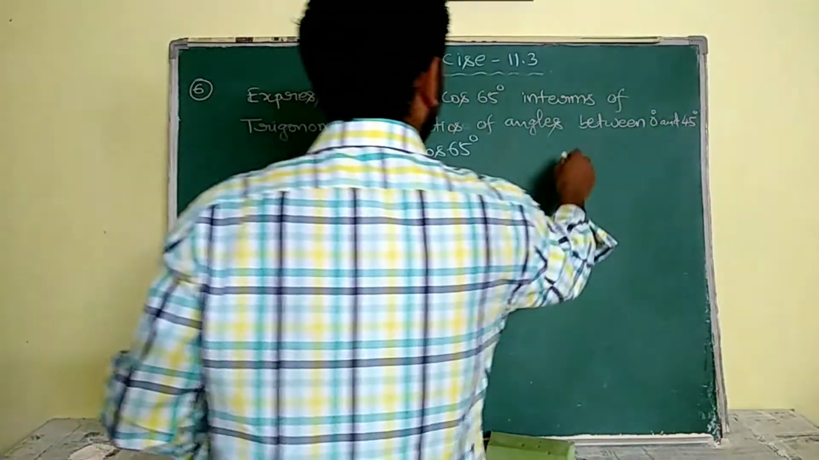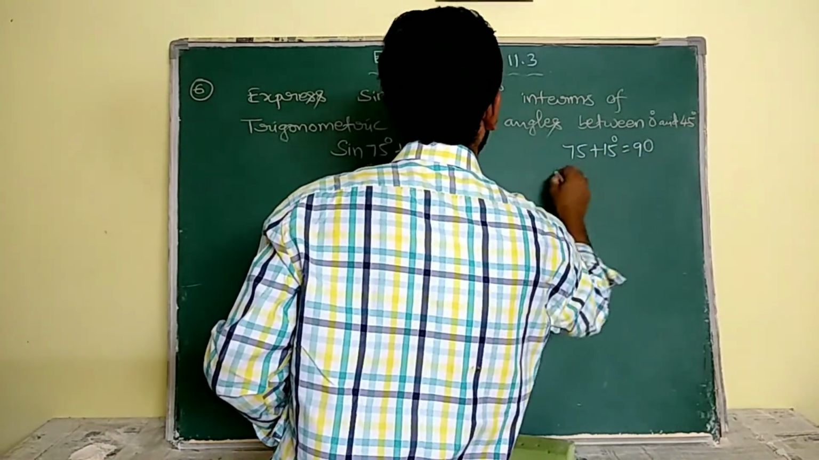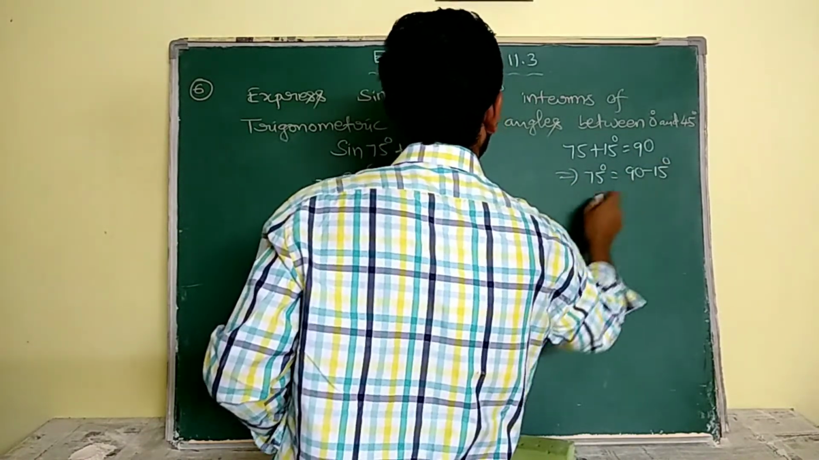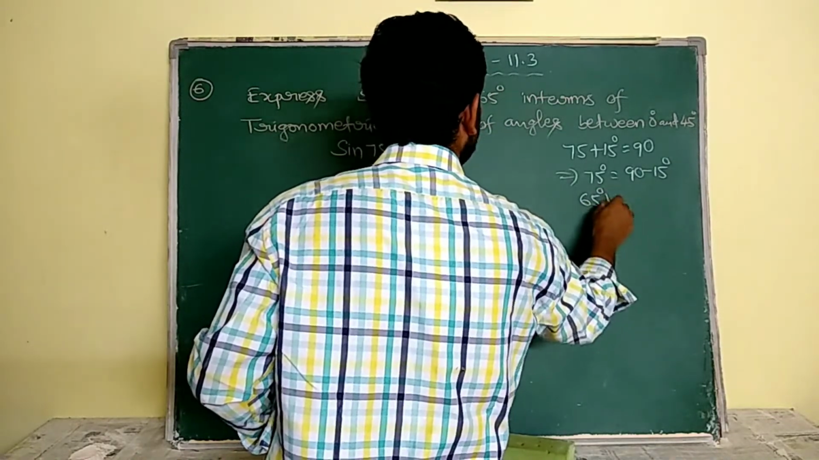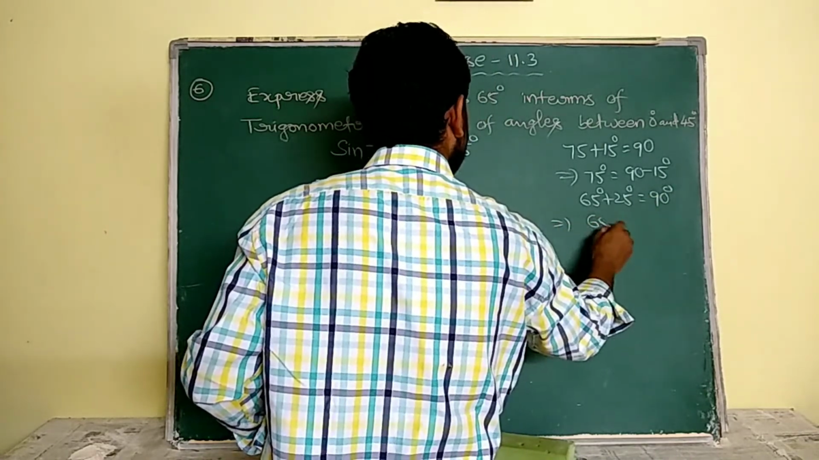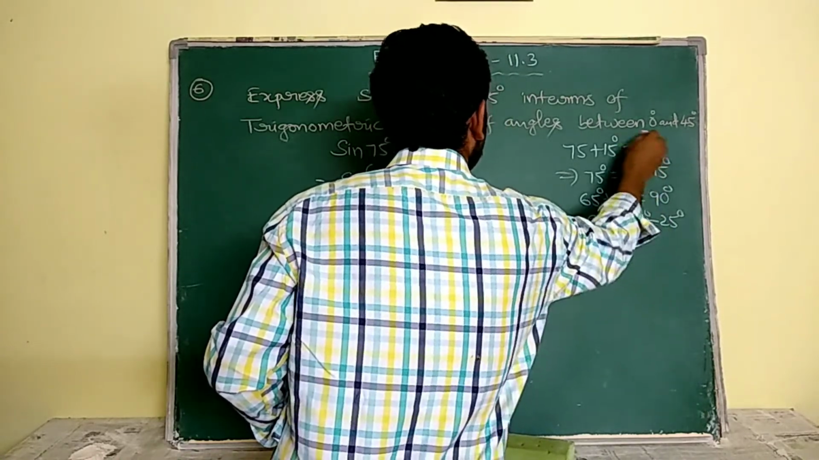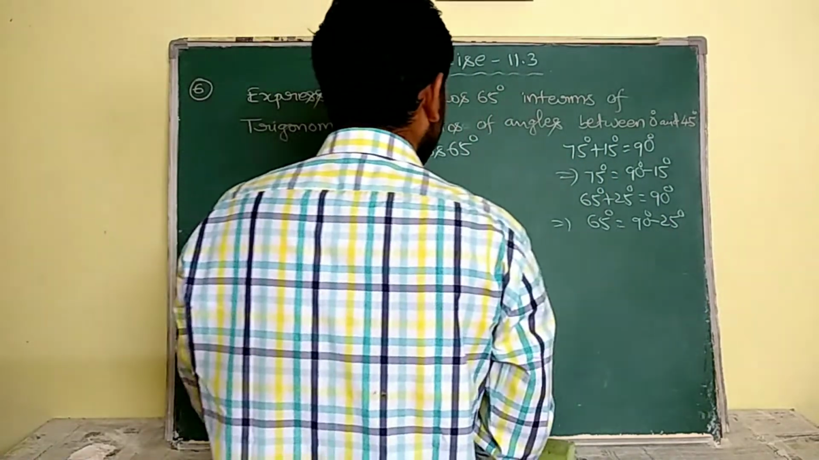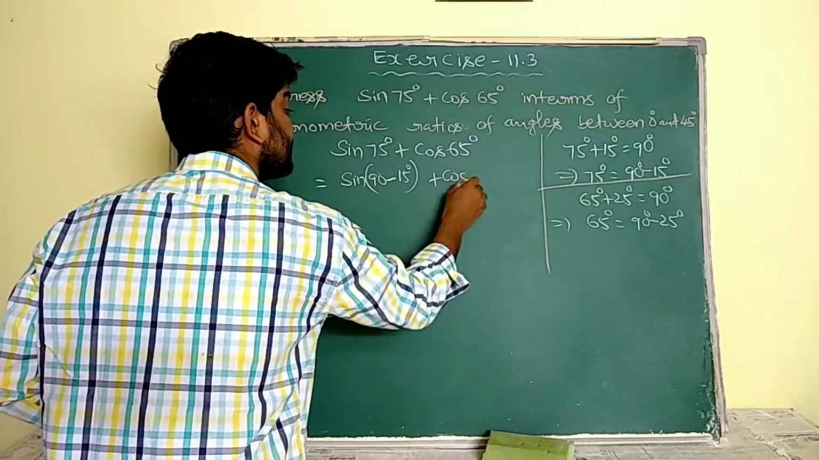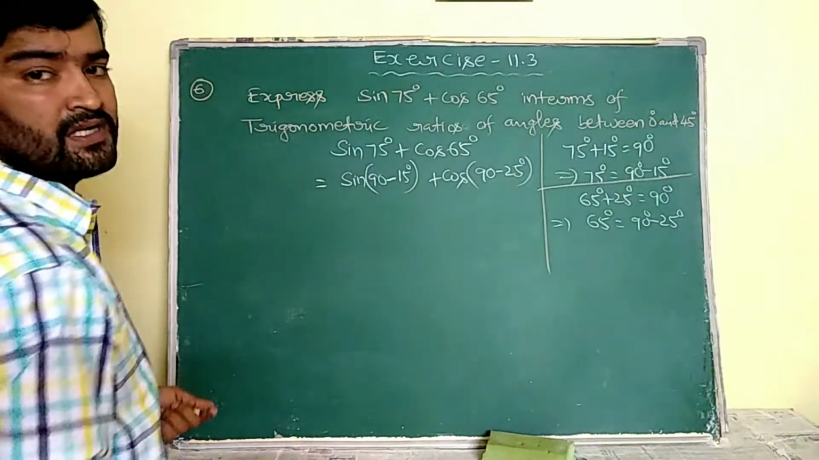Why? Because we know that 75's complementary angle is 15 degrees. It is equal to 90. So the same 75 degrees is expressed as 90 minus 15 degrees. Similarly, 65 degrees plus 25 degrees is equal to 90 degrees. We know that. By that, the same 65 degrees is expressed as 90 minus 25 degrees. Understand? In the same way, we are going to do the second one also. See, cos of the 65 is expressed as cos of 90 minus 25 degrees. That's it.